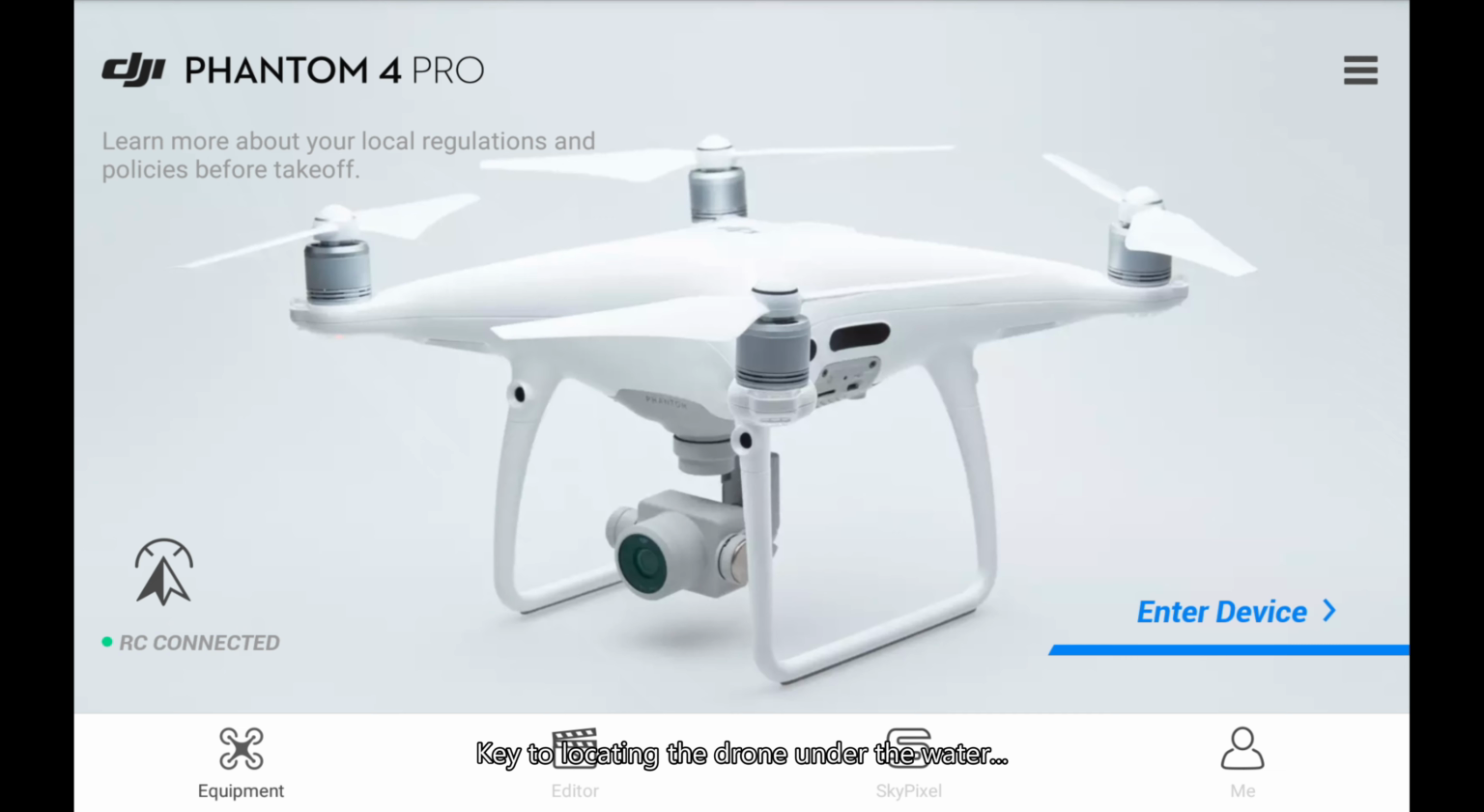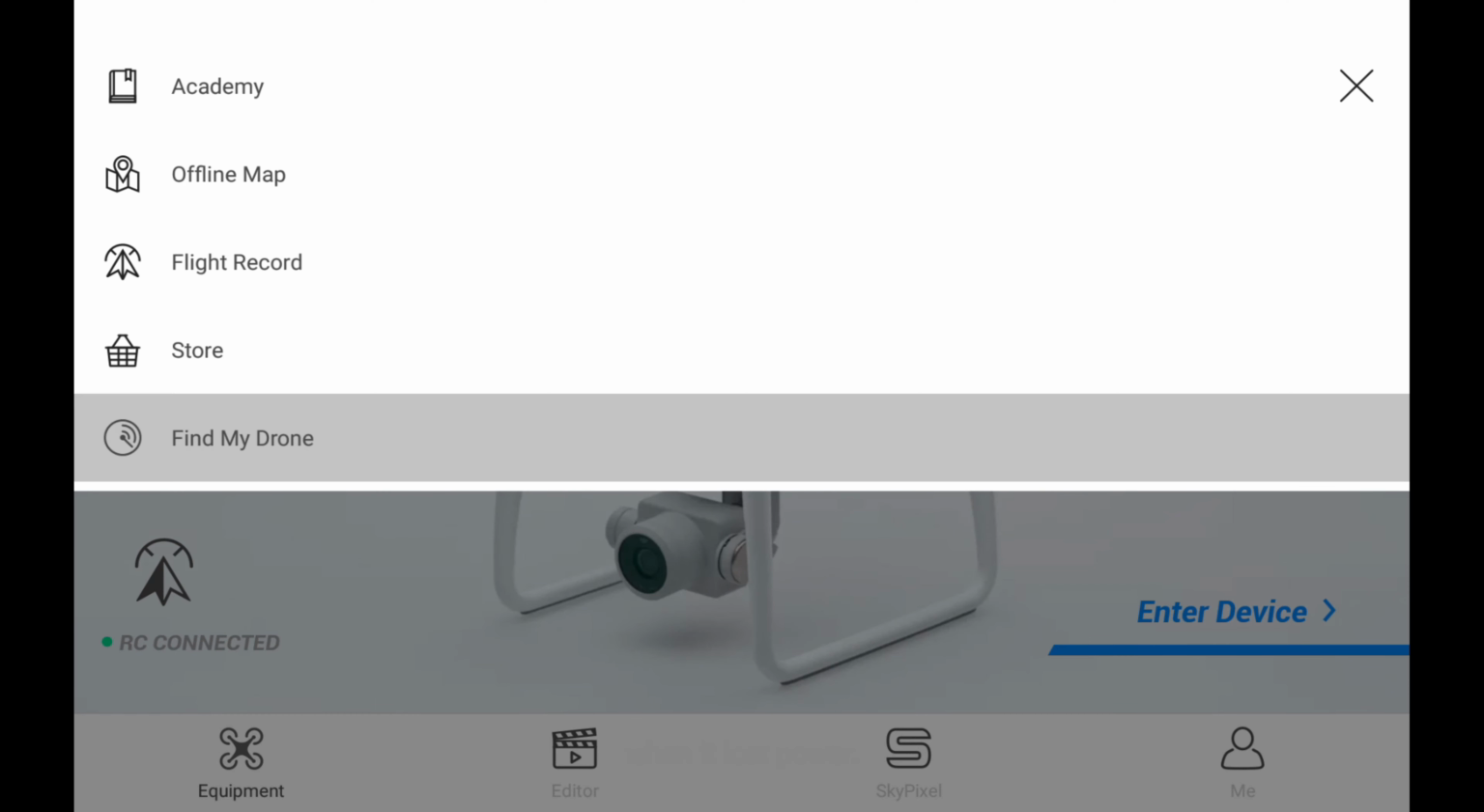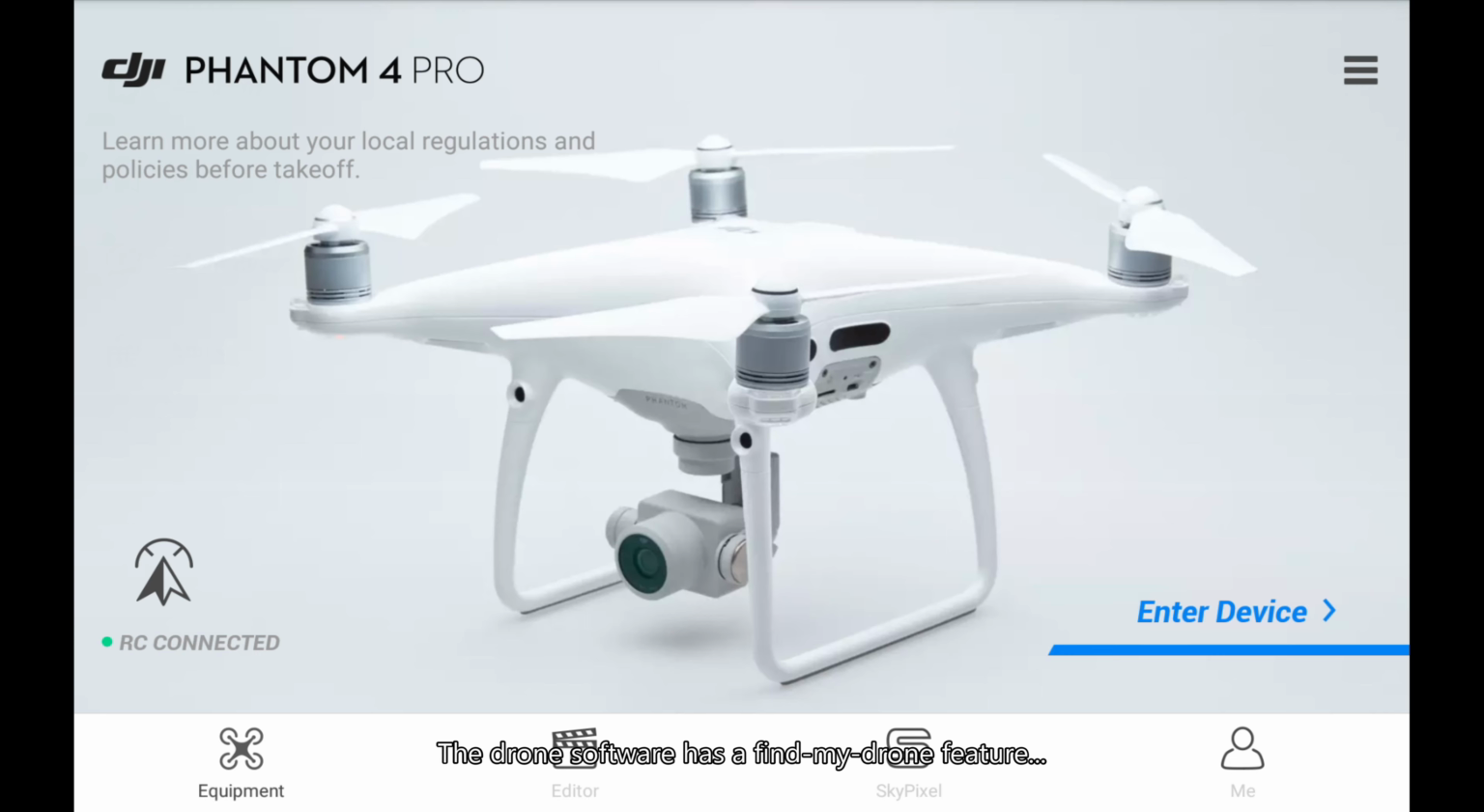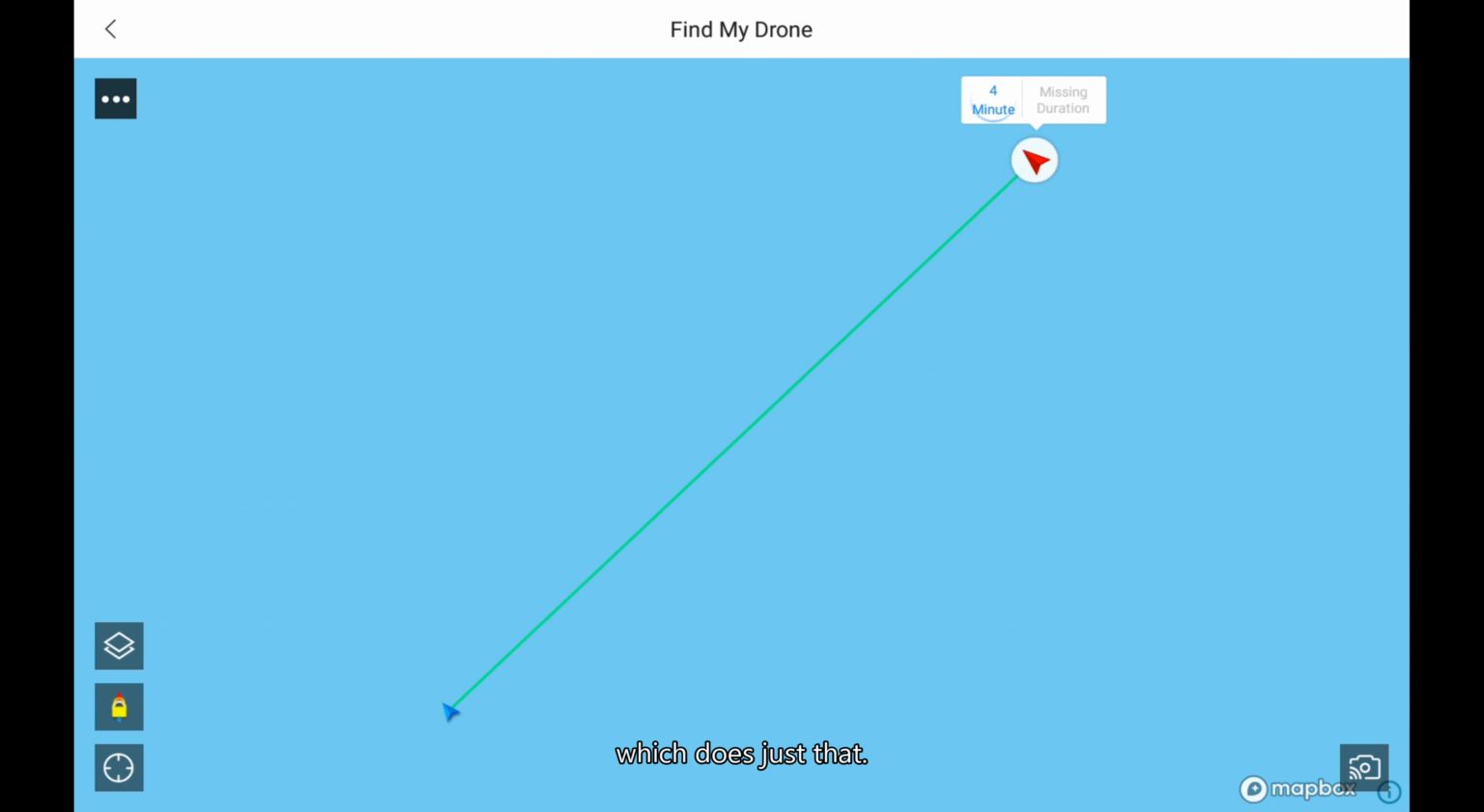Although I've been flying drones for 2.5 years, the drone that crashed was only a few months old. The last one crashed in similar circumstances. Key to locating the drone under the water is knowing exactly where it was when it lost power. The drone software has a Find My Drone feature, which does just that.